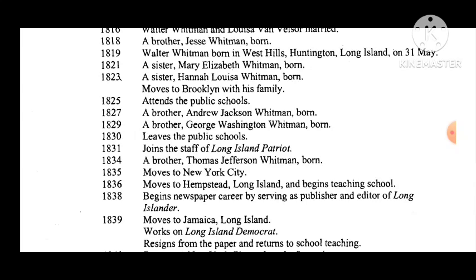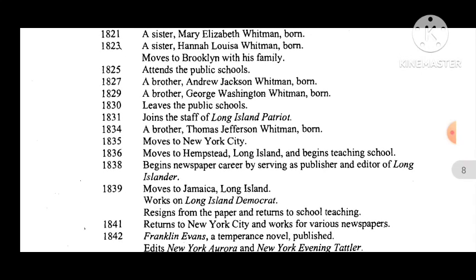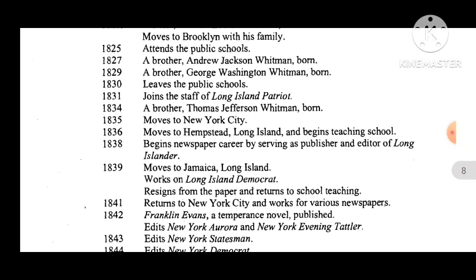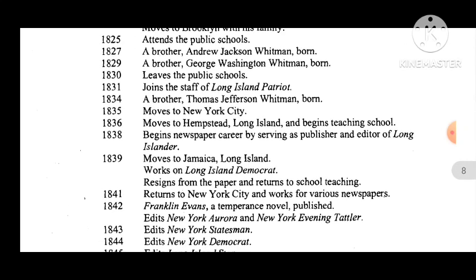So 1819, Walt Whitman born in West Hills, Huntington, Long Island, on 31st May. 1821, sister Mary Elizabeth Whitman born. 1823, sister Hannah Louisa Whitman born, and he moves to Brooklyn with his family in 1823. Then 1825, attends the public schools. 1827, a brother, Andrew Jackson Whitman, born. 1829, a brother, George Washington Whitman, born. 1830, leaves the public schools.